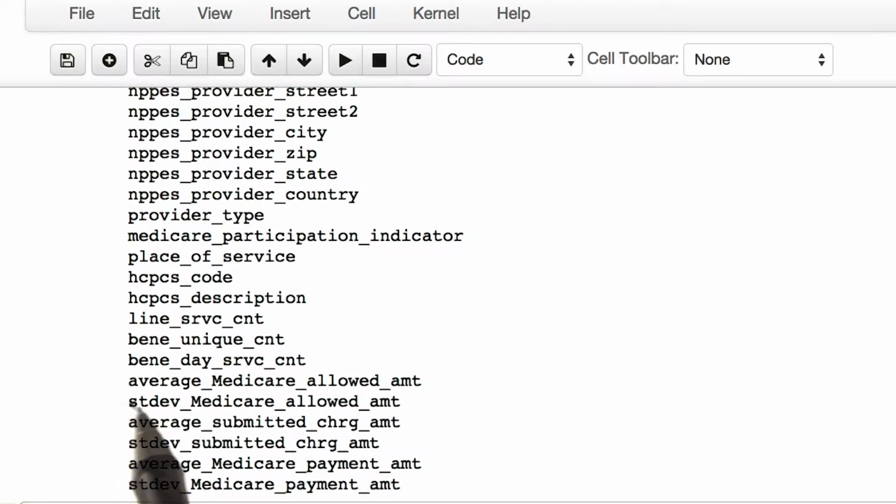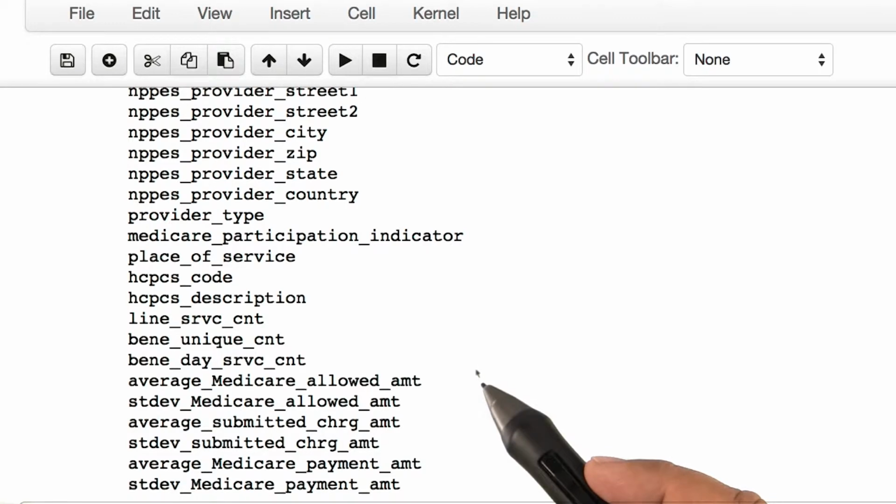One of them is called average Medicare allowed amount. The other is the submitted charge amount, and the Medicare payment amount. These are the variables that have directly some indication of charges. We're going to investigate these variables further.